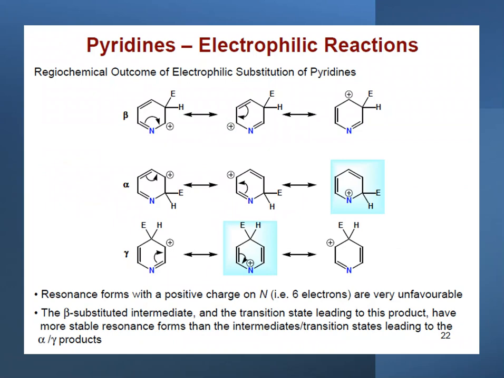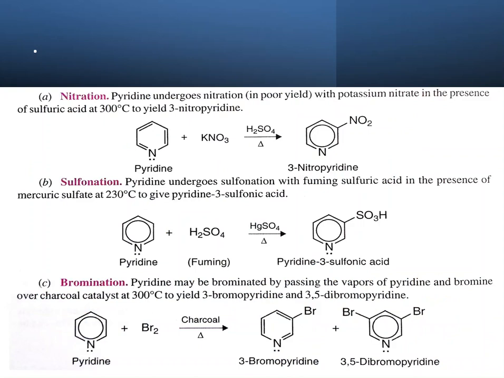So this is the intermediate. When you draw the resonance structures, attack at 2 or 4 is the most unfavorable, because the positive charge on the nitrogen leaves it with only 6 electrons, so its octet is not complete. That's why substitution takes place at the third position. Some electrophilic reactions, like nitration with potassium nitrate, require harsh conditions, very high temperature, because the ring is deactivated for electrophilic substitution by the presence of nitrogen in the ring.